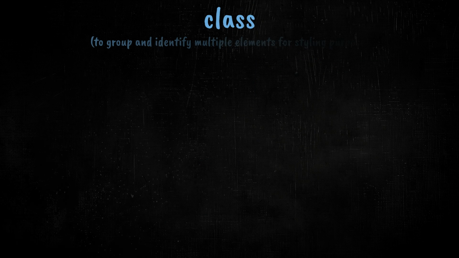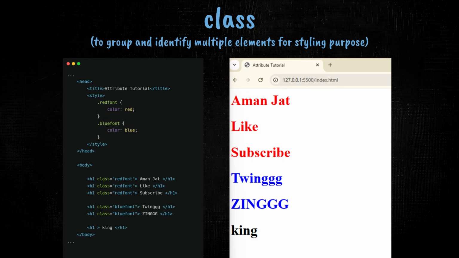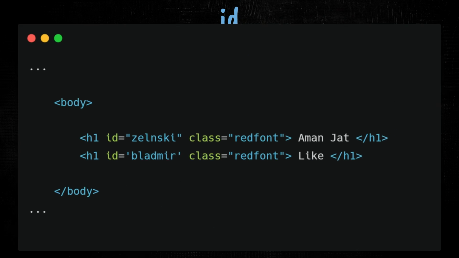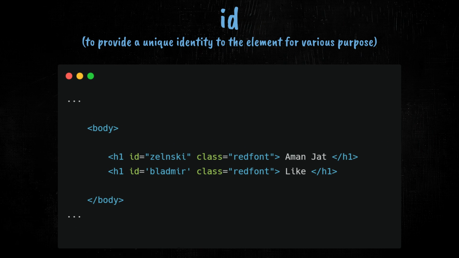Then we have the class attribute. This is used to group multiple elements with the same styling or behavior. You can use the same class for many elements and then style them using CSS by writing it only once. Then the last in our list, which is ID. This is used to uniquely identify one single element. Unlike class, an ID should be unique and only used once per page.